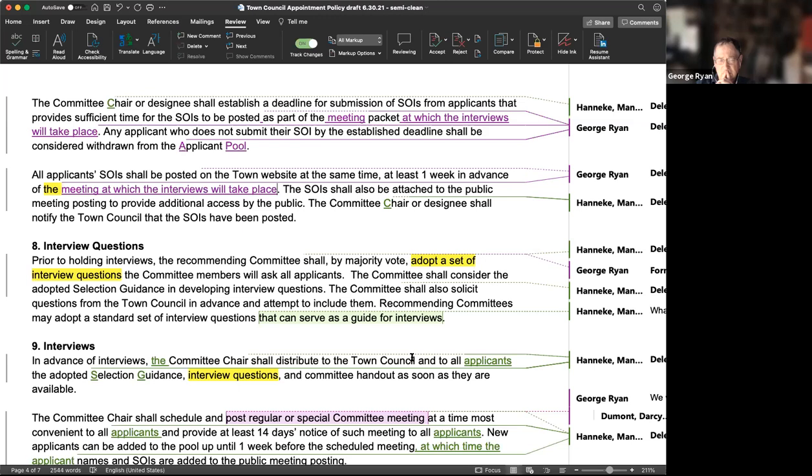Mm-hmm. So I don't necessarily like that everybody's coming with their own questions and I don't know what anybody's bringing. Okay. And I've noticed that in the last couple of interviews. For me, adopting a set of interview questions doesn't necessarily mean that, maybe it has to. Never mind. I'm thinking about something.